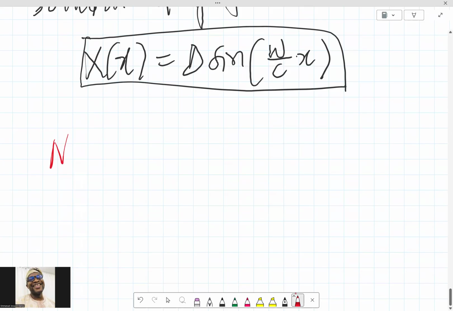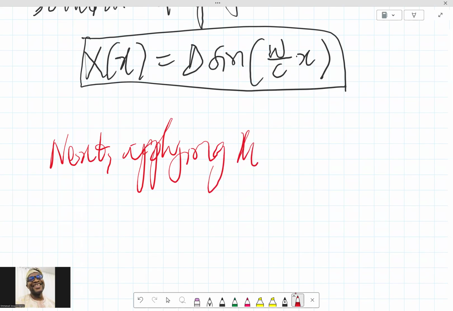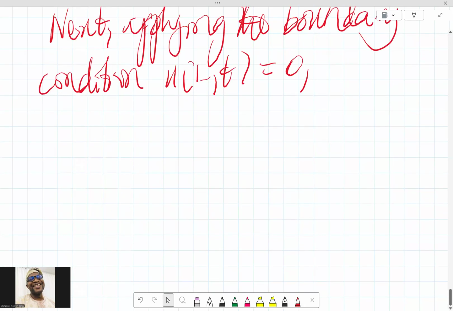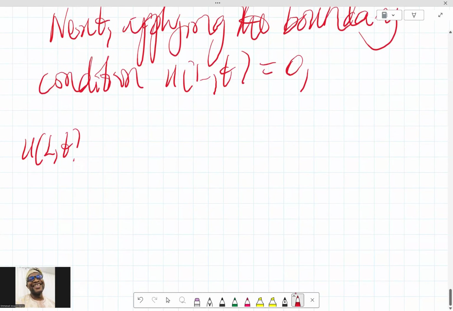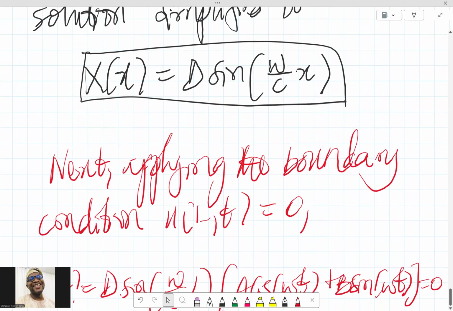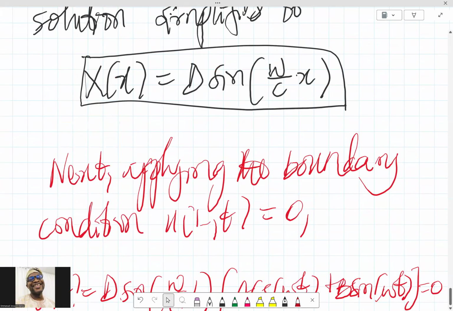Again, we are still applying stuff, right? Next, applying the boundary condition u of L comma t equals 0. So we have u of L comma t equals D sine omega over c L, times A cos omega t plus B sine omega t. All of this equals 0. So here now, u of L comma t is 0.